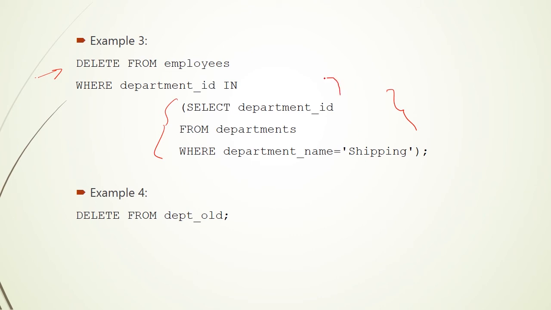So the subquery will return the department ID of the shipping department, which is 50, and then the delete statement will delete all employees where department ID is in 50. DELETE FROM employees WHERE department_id IN 50. In the last example, DELETE FROM dept_old. Here we don't specify a WHERE condition, so all records will be removed from the dept_old table.